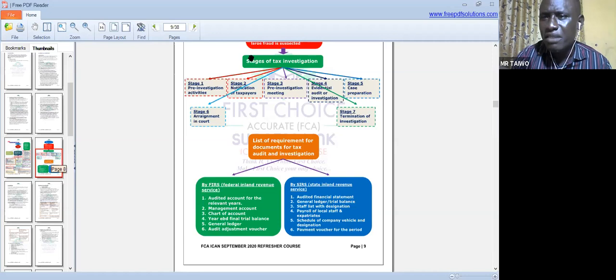Now, aside from this, what is the list of requirements for documents for tax audit and investigation? What are the list of requirements?